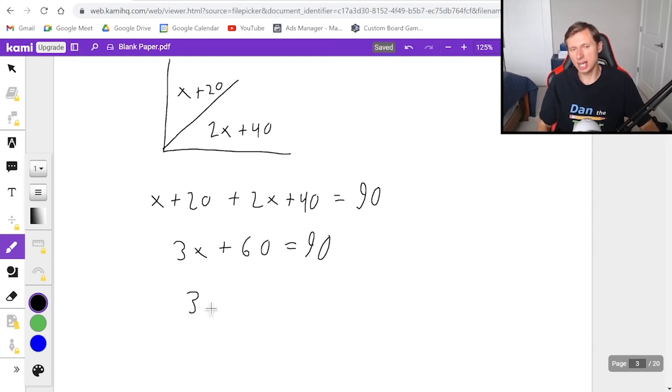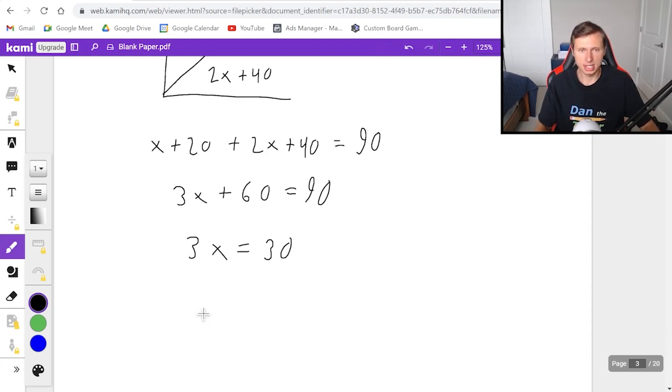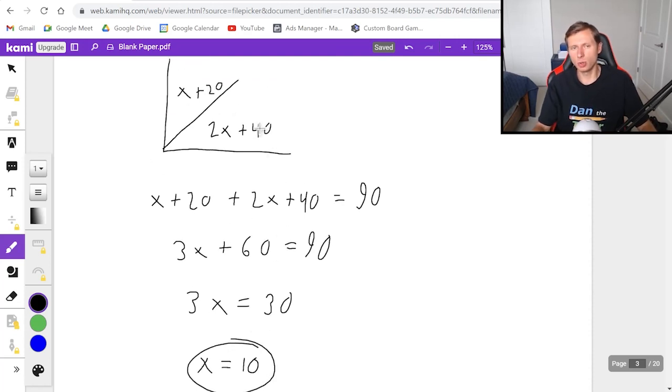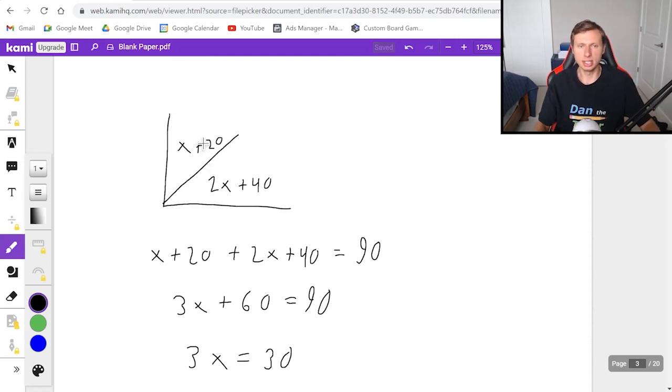Subtract 60 from both sides, 3X equals 30, and then divide both sides by 3, X is going to equal 10. And there's our answer for this one. Now, by the way, sometimes they'll actually ask you, don't solve for X, tell me what the angle is. Well, here's how you do that. For this angle, it's 10 degrees plus 20 degrees, so that angle's 30.